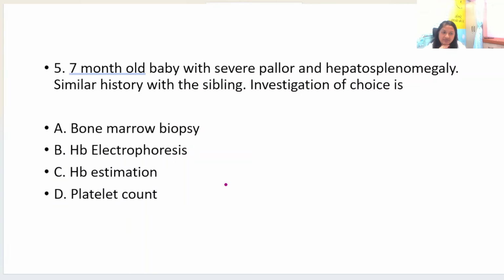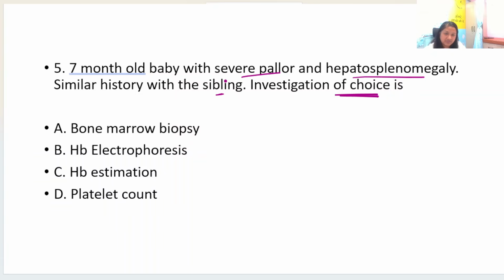7-month-old baby with severe pallor and hepatosplenomegaly. Similar history with the sibling. Investigation of choice is. Now this is 7-month-old baby and has presented with severe pallor and hepatosplenomegaly, right? And the sibling is also involved. Now investigation of choice among the options of bone marrow biopsy, HB electrophoresis, HB estimation and platelet count. Of course you are going to do an HB and platelet count to look at the actual values, but what's the investigation of choice? In this baby you are suspecting what?